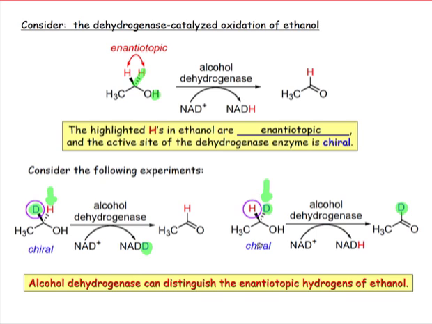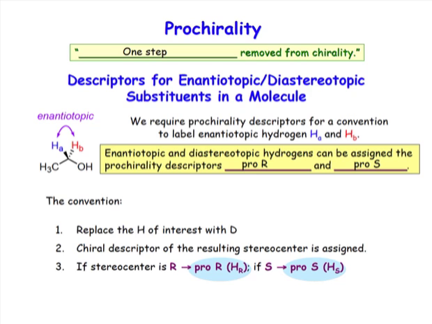What property of this specific position allows it to be distinguished by the chiral enzyme? A good way to think of it is the property of prochirality. Prochiral groups are one step away from chirality, and enantiotopic groups fit this bill perfectly. The sense of prochirality of one enantiotopic group versus another depends on the enantiomer that's formed upon replacement of that group, and this is how we name and distinguish prochiral groups in terms of nomenclature.